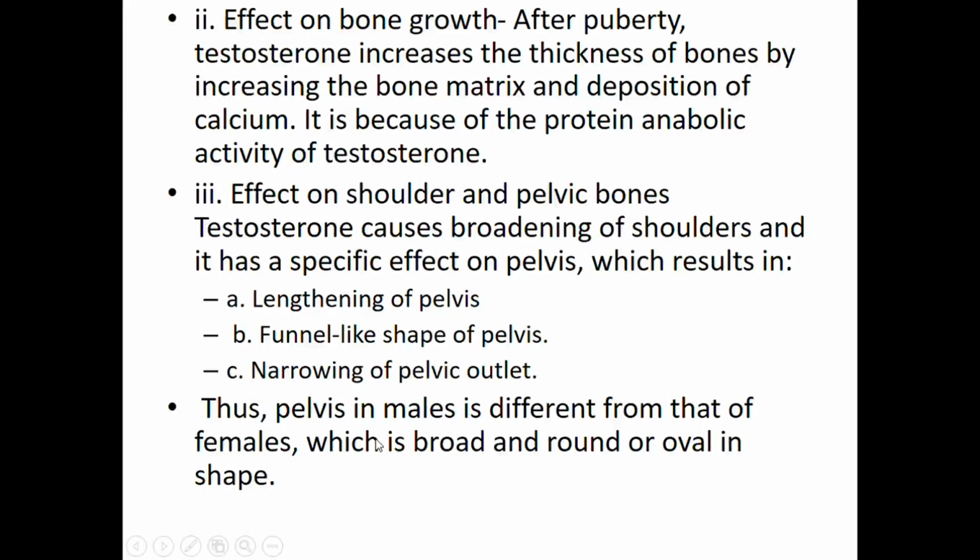Effect on bone growth: after puberty, testosterone increases the thickness of bones by increasing bone matrix. Effect on shoulder and pelvic bone: it causes broadening of the shoulder, and has a specific effect on the pelvis, which results in lengthening of the pelvis, funnel-like shape of the pelvis, and narrowing of the pelvic outlet. Thus, the pelvis in male is different from that of the female, which is broad and oval in shape.